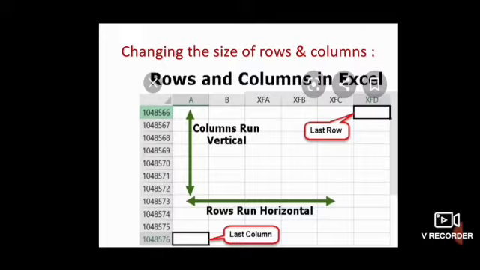You see children, can you see this picture? Yes. See, the vertical are the columns and horizontal are the rows. Okay? Always remember, the columns run vertical and the rows run horizontal. Can you see the arrows on your screen?